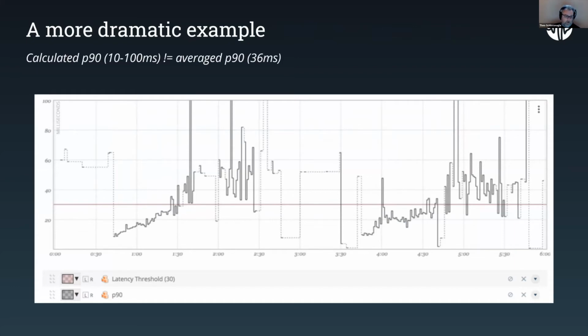What it actually looks like when you go do the math is much wilder. So this is what happens to be a P90, not a 99. But this is an accurately collected P90 over rolling 1 minute, right? So these are 1 minute P90s. And you can see it bounces around quite a bit.